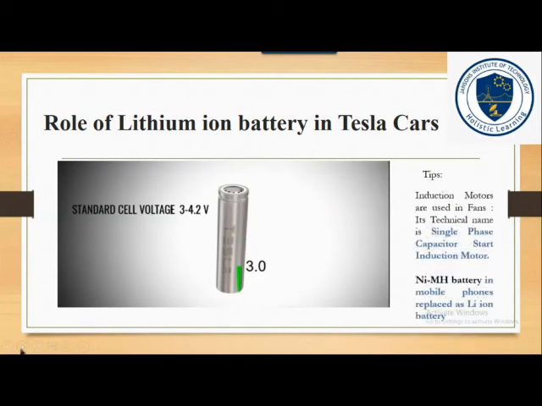So from this video, you could understand the role of the induction motor in the Tesla car. The induction motor replaces the conventional IC engine in automobiles. An induction motor is not only used for that purpose but also in our day-to-day applications. Our fan, technically, is a single phase capacitor start induction motor. And the second one is, in the year 1990 itself, the NiMH batteries used in mobile phones were replaced by lithium ion batteries. As a result, enhanced battery life comes for mobile phones.